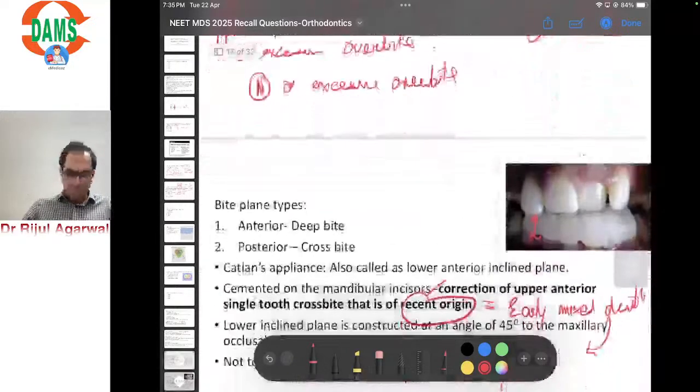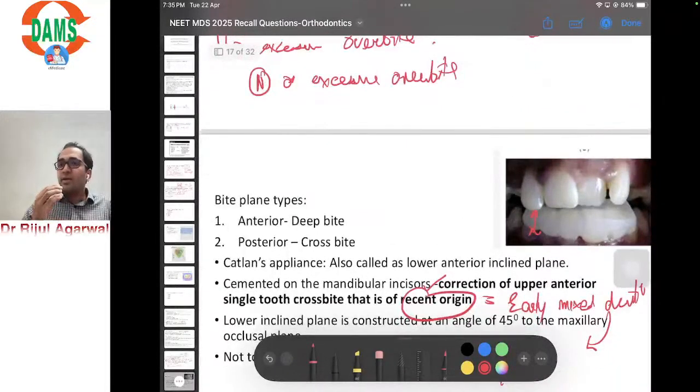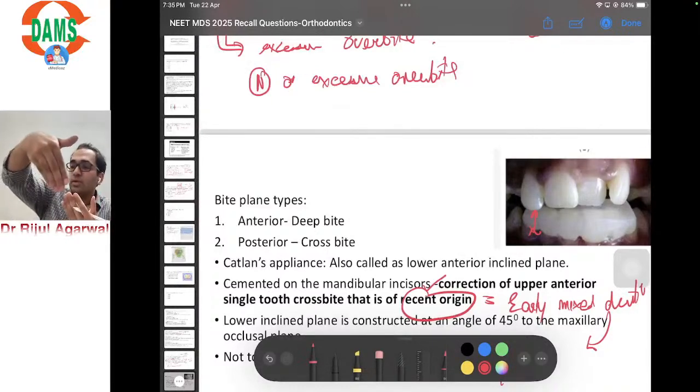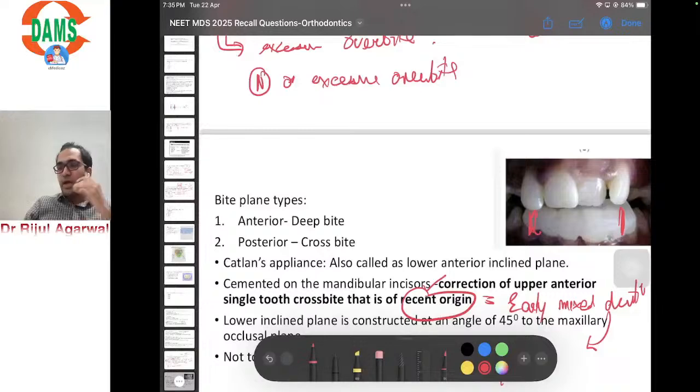Even if the overbite is more, meaning deep bite, what do you have to give? Deep bite means the overlap is too much. You need to open the bite and then bring about this. So what to do for that? You just have to increase the thickness of this acrylic. The height of this acrylic should be more.